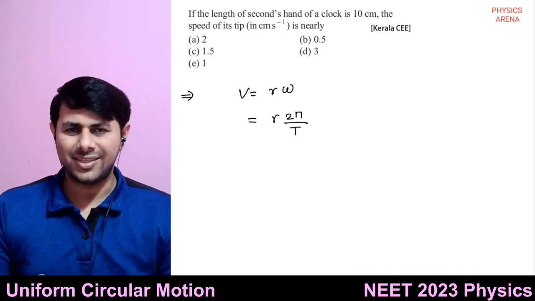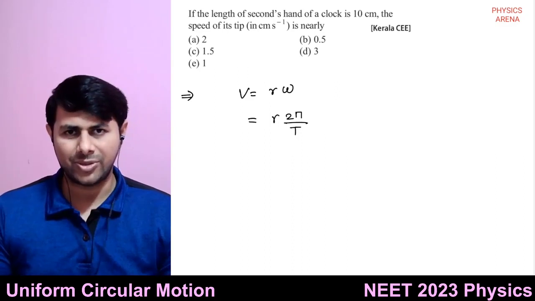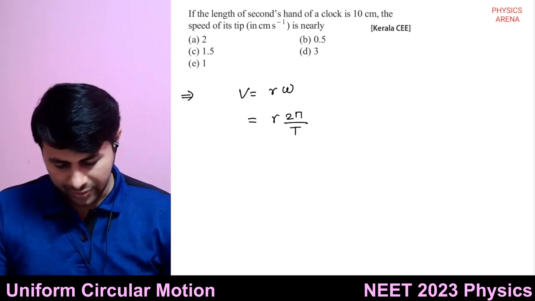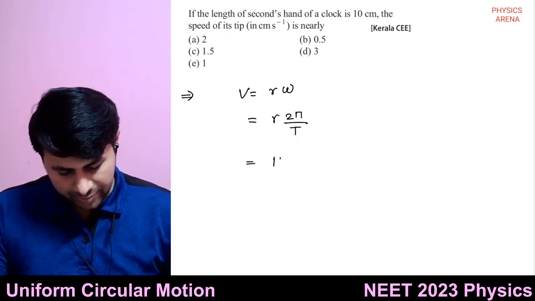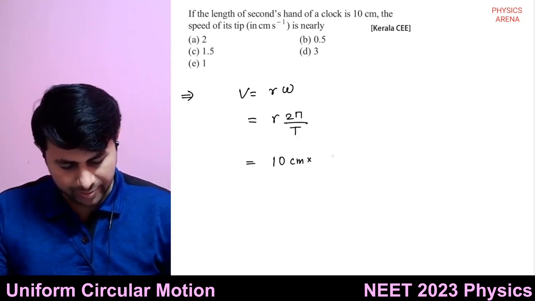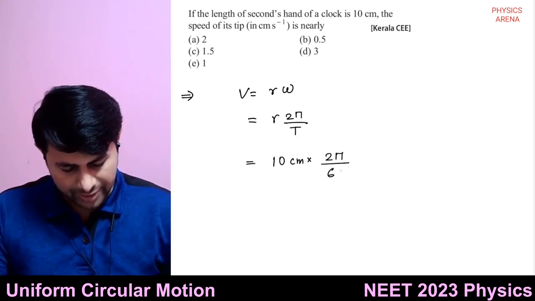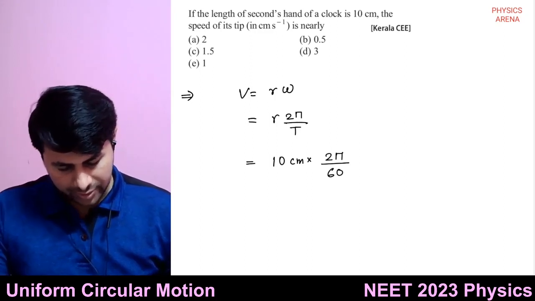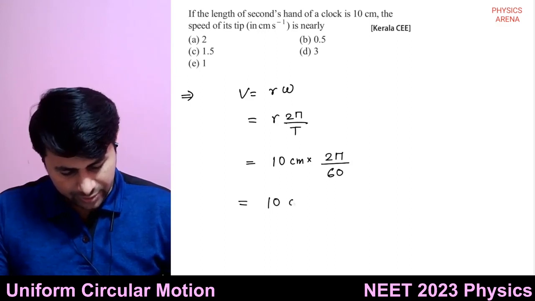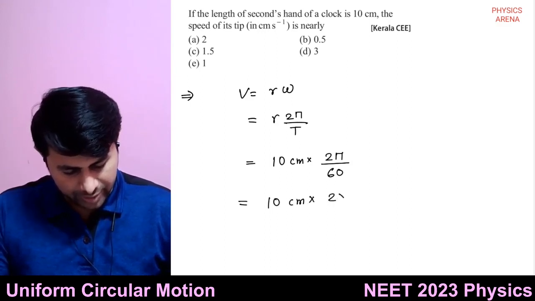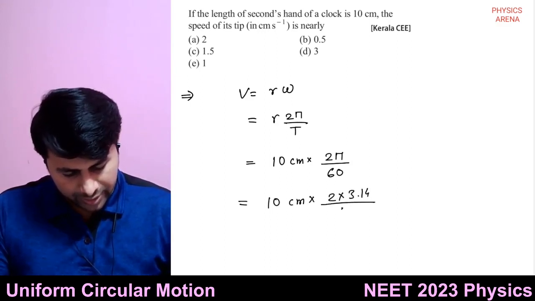Yes, it is 60 seconds. The seconds hand completes one revolution in 60 seconds. Okay, so this is 10 centimeters. 10 centimeters multiplied by 2 pi divided by 60. Okay, so again we have to do some calculations. So 10 centimeters multiplied by 2 multiplied by 3.14 divided by 60.